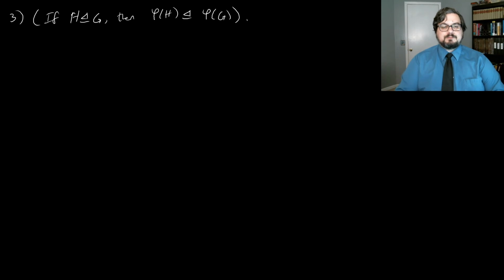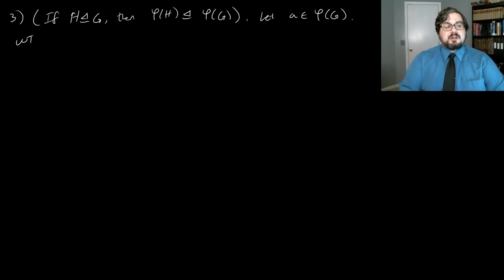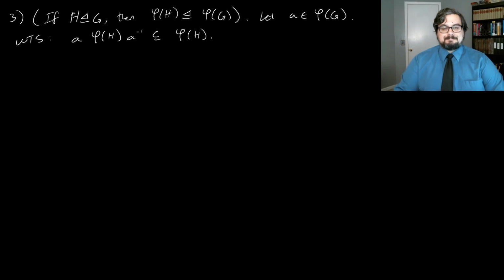All right, number 3, we wanted to show that if H is a normal subgroup of G, then phi of H is a normal subgroup of phi of G. So for this, we want to let A be in phi of G, and we want to show that A times phi of H times A inverse is a subset of phi of H. So let's do that.